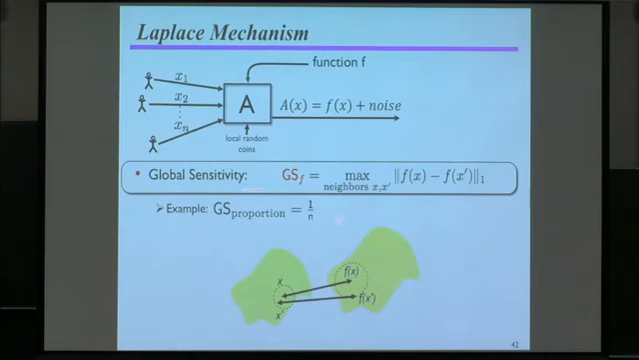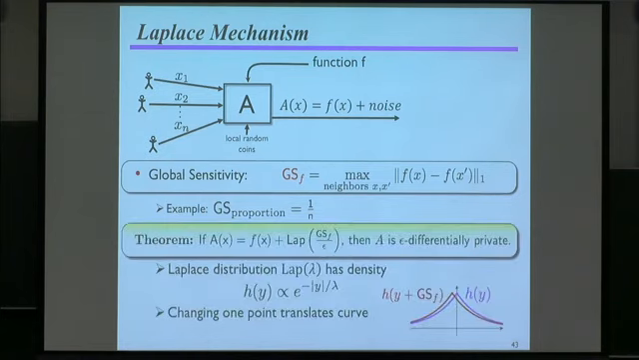And for example, if I just took the proportion of diabetics example, its sensitivity is 1 over n, because if I've got n people in my data set and I change one person's bit, then the proportion of diabetics goes up or down by at most 1 over n. Okay, so a theorem which is easy to prove is that if you add noise proportional to this sensitivity quantity, then you get an algorithm that's differentially private.